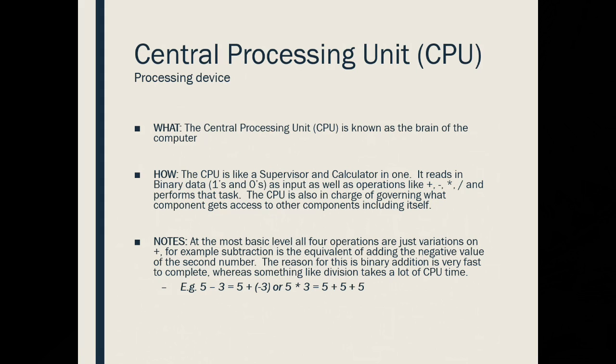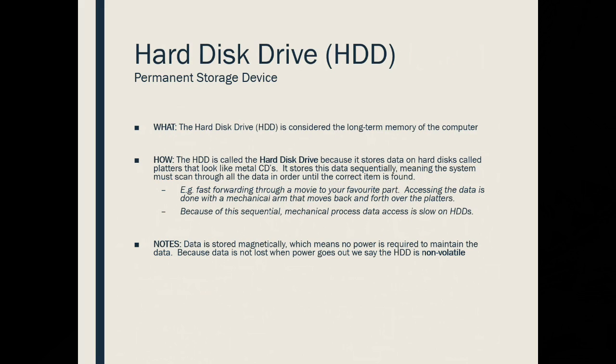The hard disk drive. So I should go back very quickly. The CPU is, of course, a processing device. And then the hard disk drive, this is a permanent storage device. It's meant to maintain data over a long period of time. So this is where, when you save your file, say for example a Word document, it goes to the hard drive, and it'll stay there forever until the hard drive either dies or you manually delete the file. The hard disk drive is called this because the data is actually stored on these things called platters.